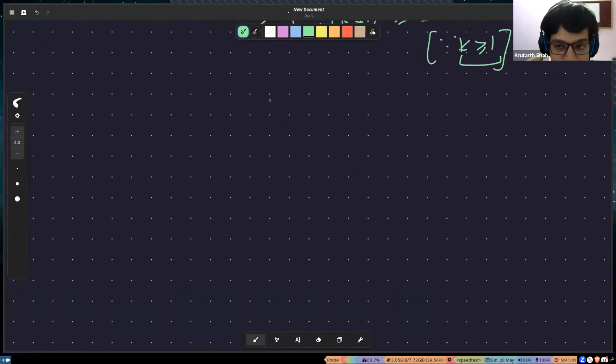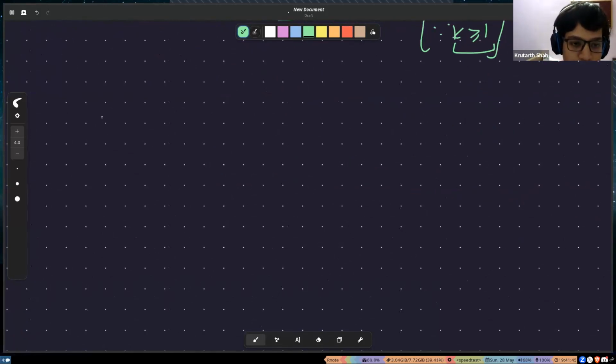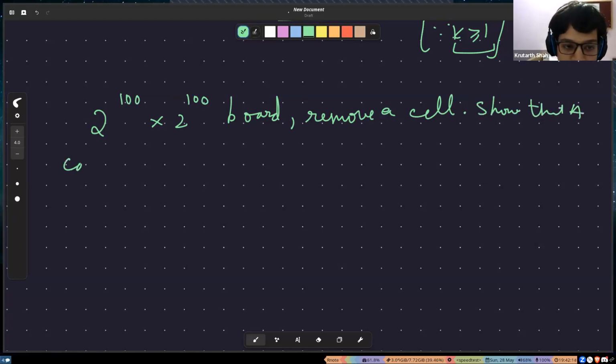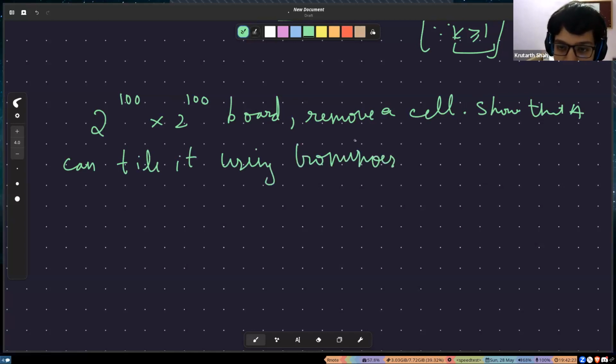Anyway, now let's do a combo problem. Show that if I have a 2 to the n times 2 to the n board, let's say 2 to the 100 times 2 to the 100 board, and I remove a cell from it, I can tile it using trominos. Trominos are figures of this shape.